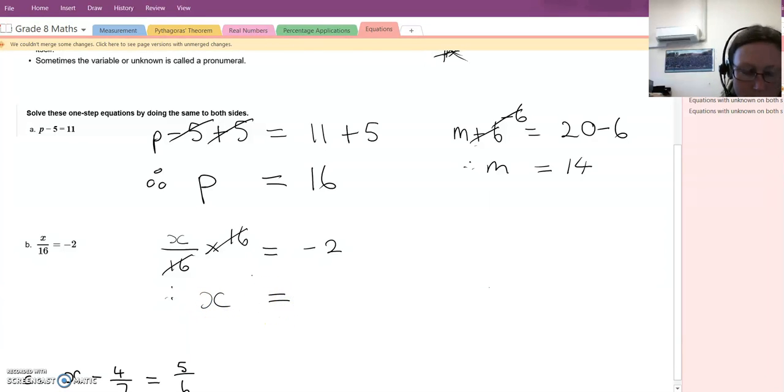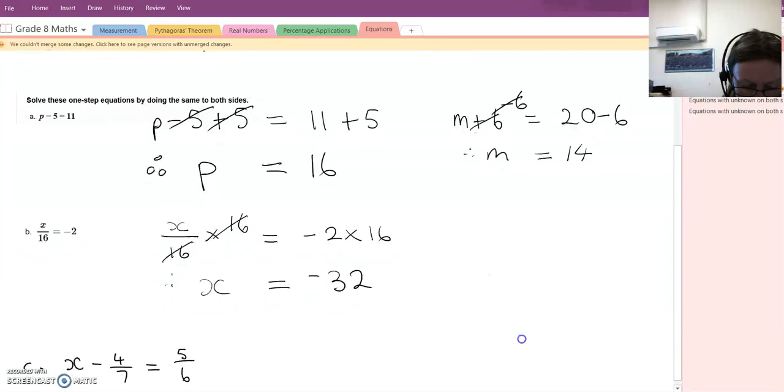So I've got my goal of getting the pronumeral on its own. But as we've said before, I can't just times one side by 16. It's okay to times that side by 16, but as long as I also times this side by 16. 2 16s are 32, and negative times by a positive gives us a negative.